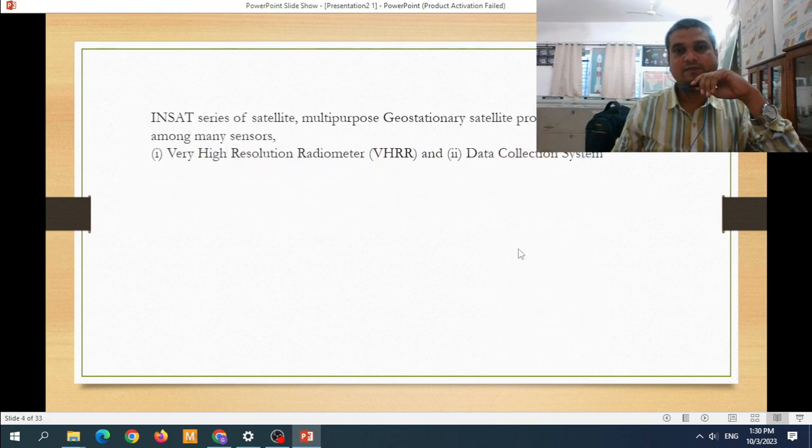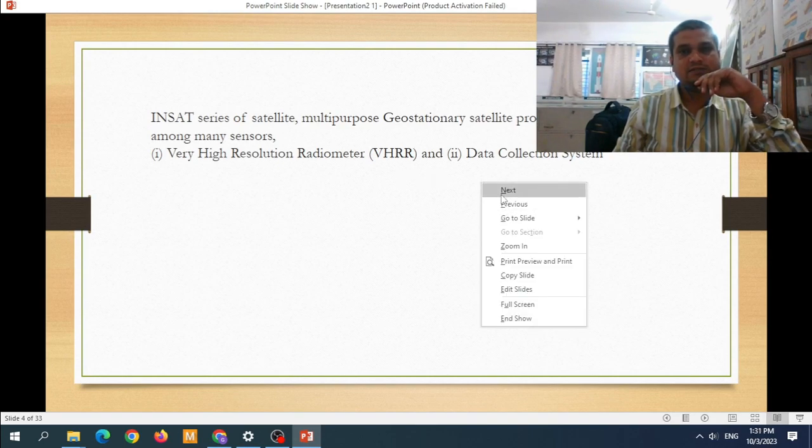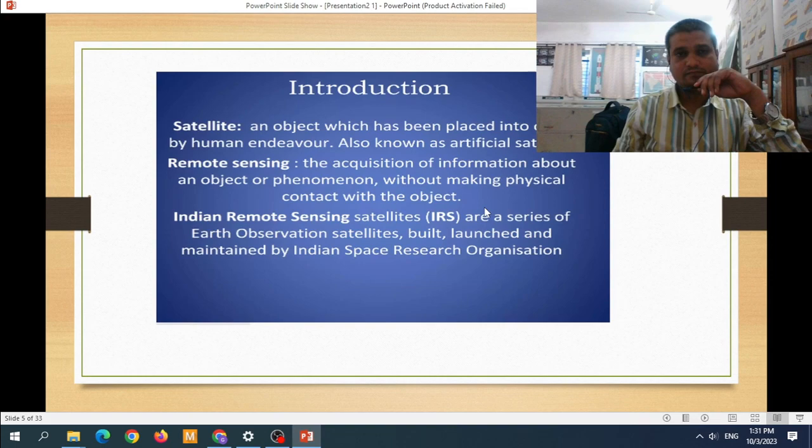We have seen another type of series, that is the INSAT series of satellites, the multi-purpose geostationary satellite program with many sensors, that is the Very High Resolution Radiometer, VHRR, and data collection system. Then first we see the introductory part, what is meant by satellite: an object which has been placed into orbit by human endeavor, also known as artificial satellite.